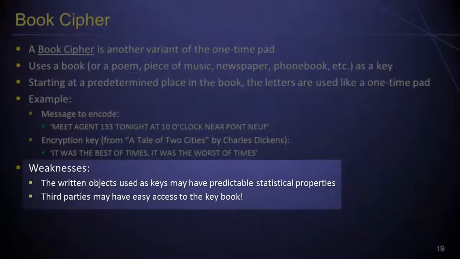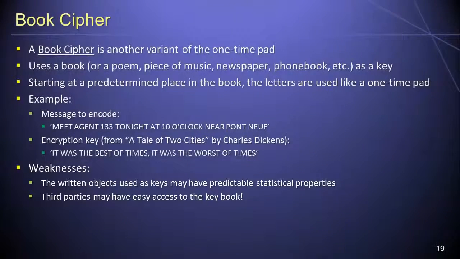Unfortunately, written media have predictable statistical properties, and this makes a message encoded using a book cipher easier to break than if the same message were encoded using a series of random characters. What's more, a third party who suspects that a book cipher is being used may be able to easily acquire a copy of the keybook, which would present obvious problems for the security of an encoded message.